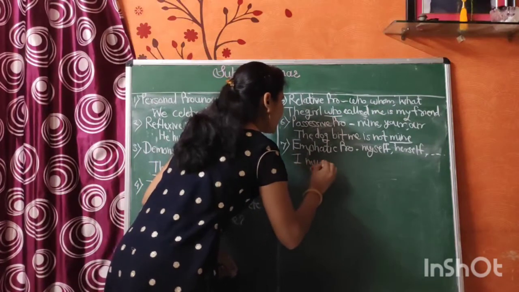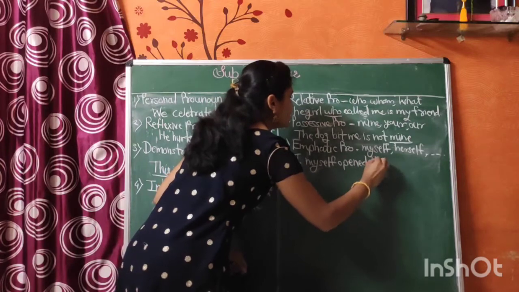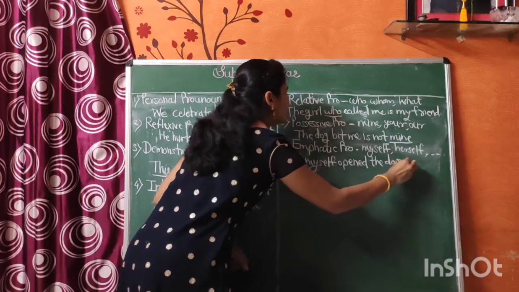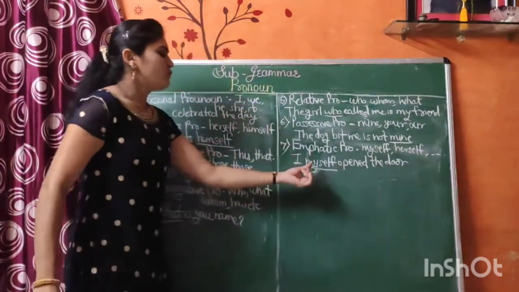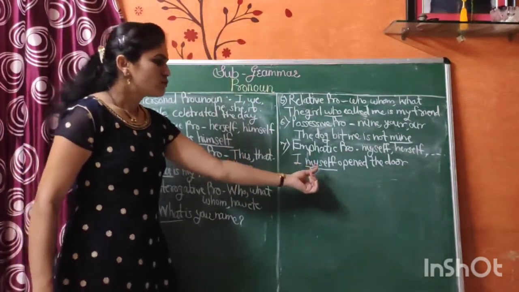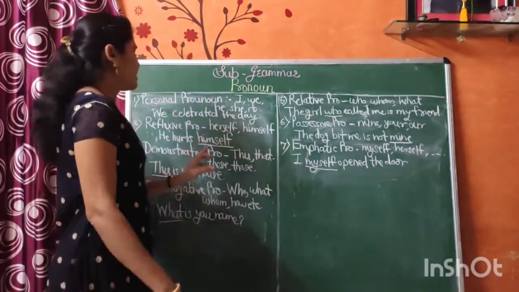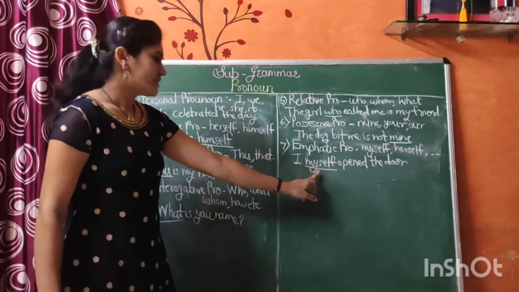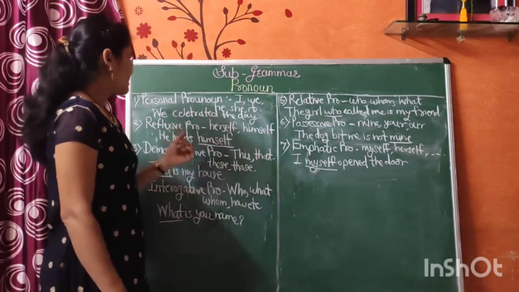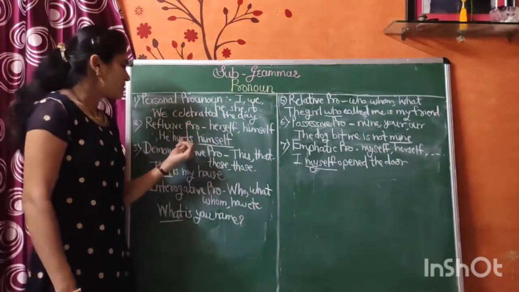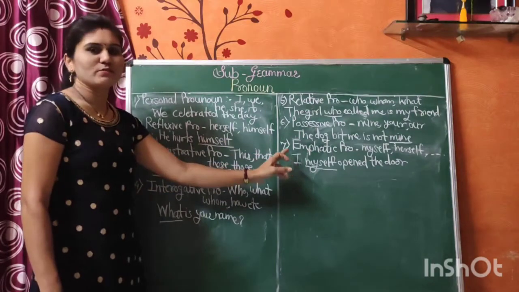I myself opened the door. Here, myself is an emphatic pronoun. Here we want to emphasize that I have opened the door. Here the pronoun is used after the subject, and in reflexive pronoun, the pronoun himself comes after the verb. So this is the difference between reflexive and emphatic pronoun.